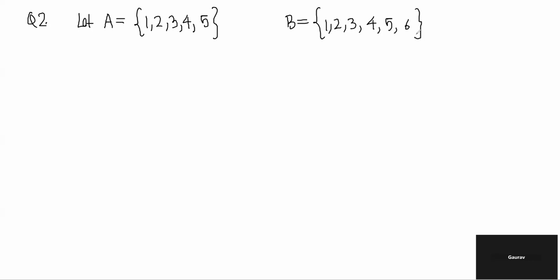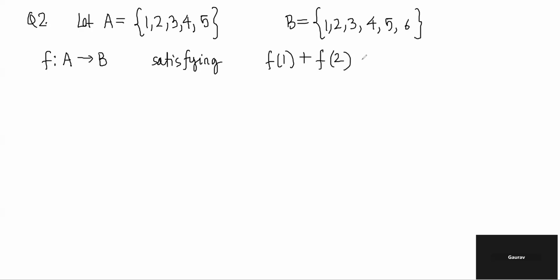Okay, so the question is this: let A be the set {1, 2, 3, 4, 5} and B be the set {1, 2, 3, 4, 5, 6}. You have to find the number of functions from A to B satisfying f(1) + f(2) = f(4) - 1. You have to count the total number of possible functions here.